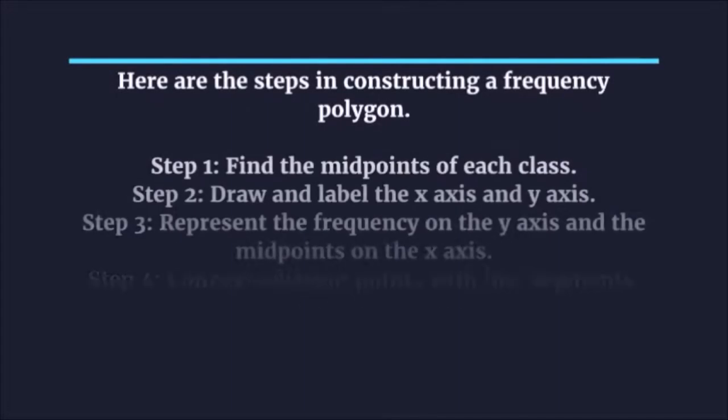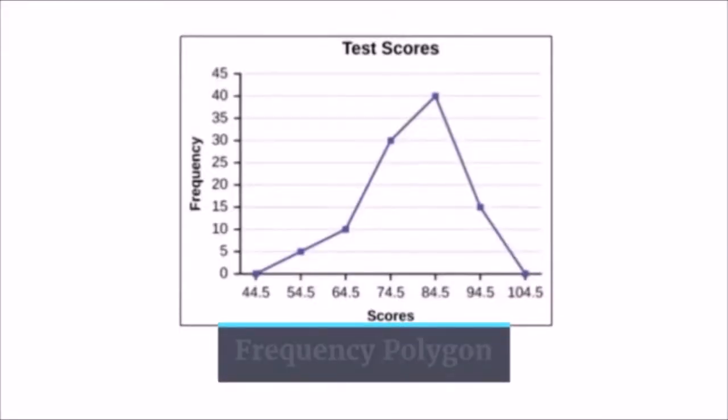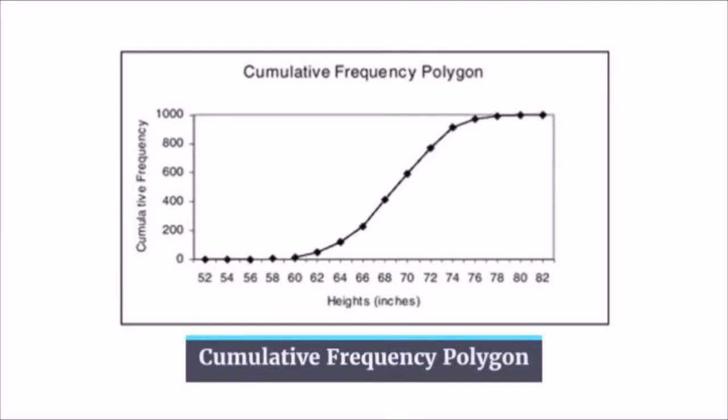Here are the steps in constructing a frequency polygon. Step 1. Find the midpoints of each class. Step 2. Draw and label the x-axis and y-axis. Step 3. Represent the frequency on the y-axis and the midpoints on the x-axis. Step 4. Connect adjacent points with line segments. Draw a line back to the x-axis at the beginning and end of the graph. Again, this is how a frequency polygon looks like. Third graph is the cumulative frequency polygon.